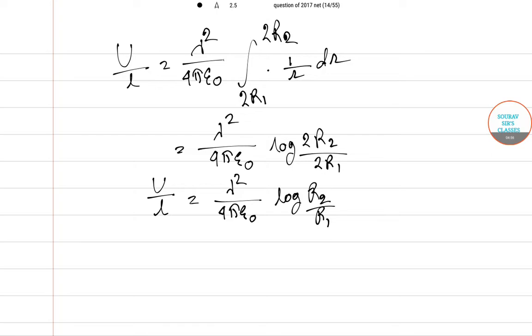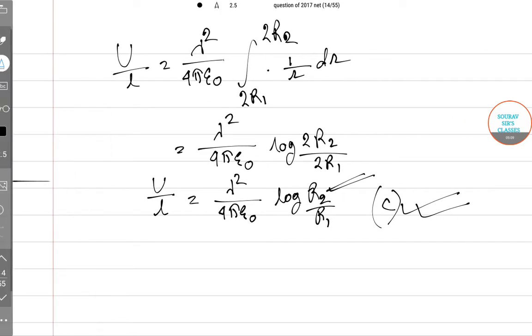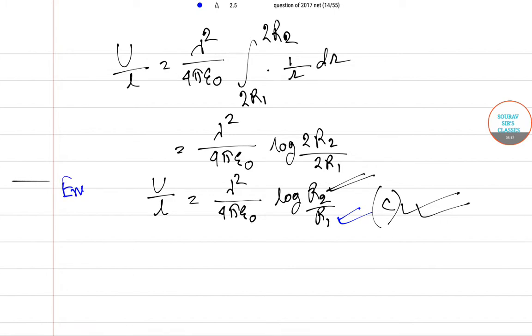So the correct answer for this question is C. C is the correct option. Here R2 is the radius of the outer cylinder and R1 is the radius of the inner cylinder. So this is the energy per unit length. Energy per unit length depends on the radius of the outer cylinder, the radius of the inner cylinder and the charge density.